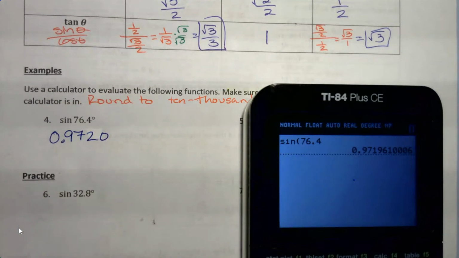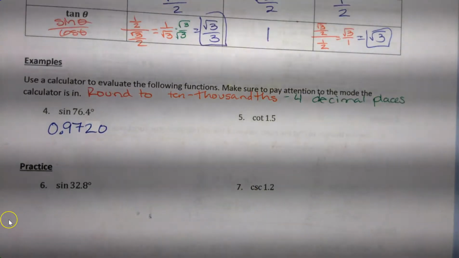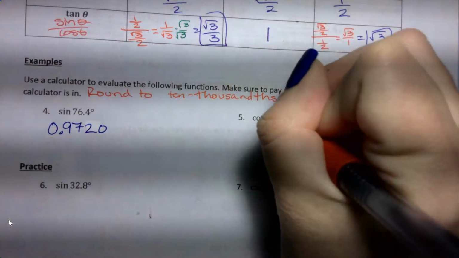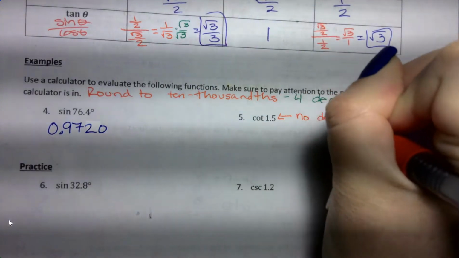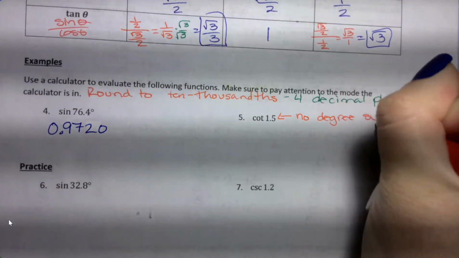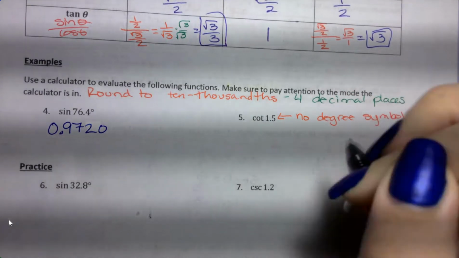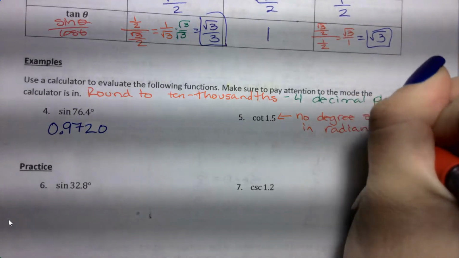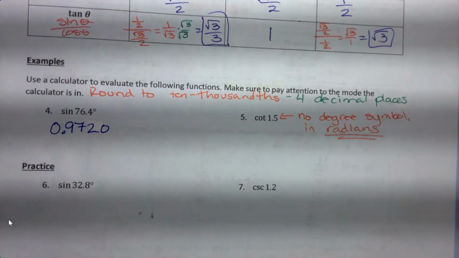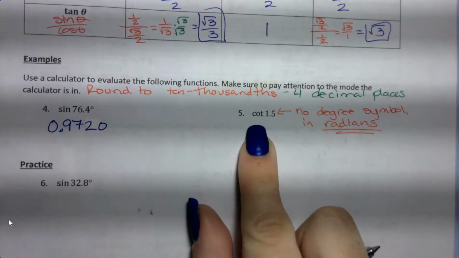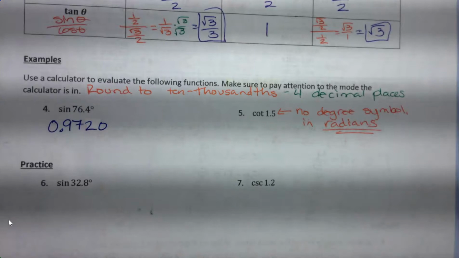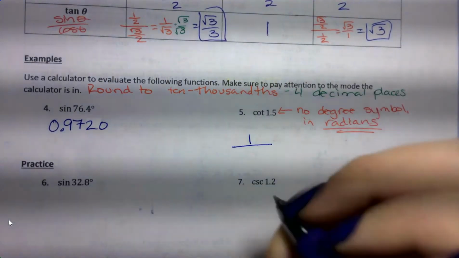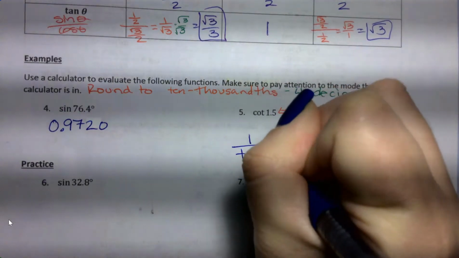Then for number 5, this one is cotangent of 1.5. Notice there is no degree symbol, so this is in radians. And also, this is cotangent, so this is a reciprocal function. This is the reciprocal of tangent. The way I'm going to type this into the calculator is I'm going to do 1 divided by tangent 1.5.